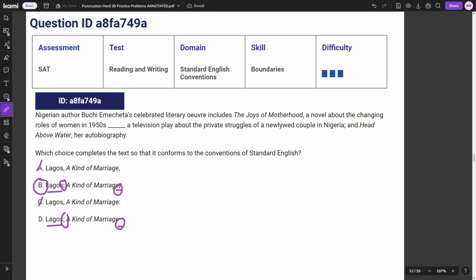Now the second way is to think of it as parallel structure. Let's go to our text. You notice that you have this italicized name, and right after it, you have a comma.